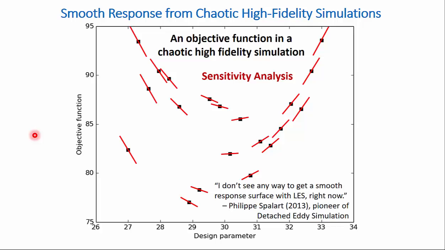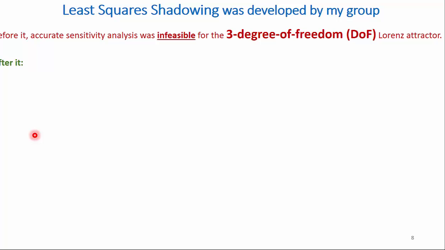So this is the first mathematical research I'm going to be talking about. Okay, so the mathematical research is called the least square shadowing. So this is a new method I developed at MIT. So before the method was developed, this is before and this is after, accurate sensitivity analysis was computationally infeasible, even for a 3 degree of freedom system. So an ODE with the 3 components, the Lorentz attractor.